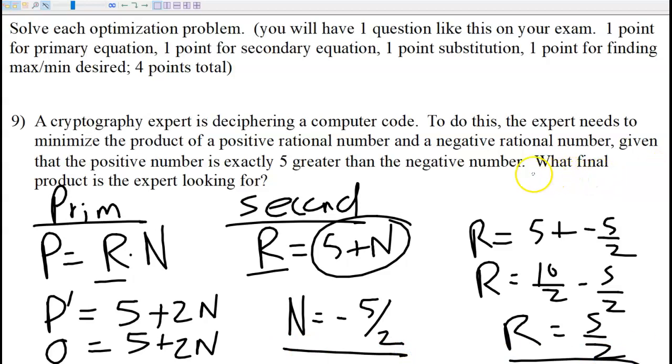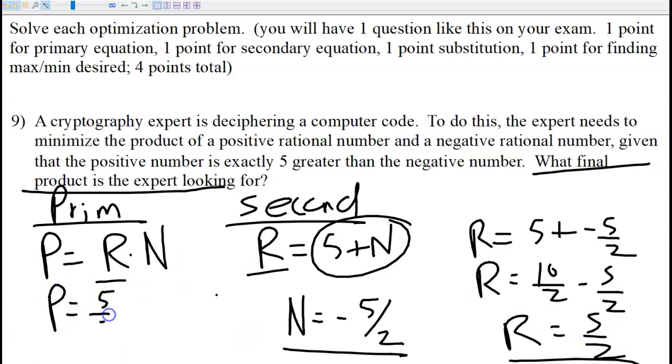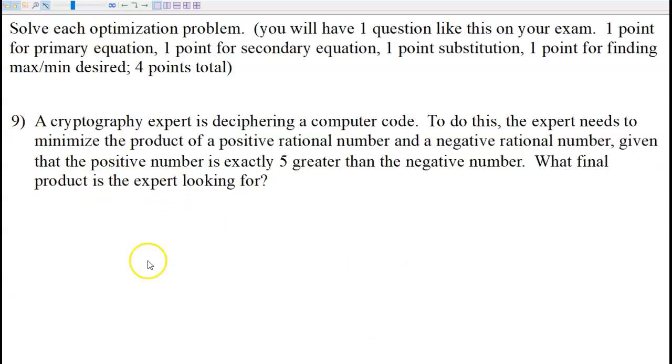But the question's actually asking us what's the final product. So they want to know what is the actual product of these two numbers. They don't want to know what's the negative. They don't want to know what's the positive. They want to know what's the product of those two things. In other words, if you multiply them together. So the product would be positive 5 over 2 times negative 5 over 2, which is going to be negative 25 over 4. That is your final answer. So that's another type of optimization problem you can expect to see.